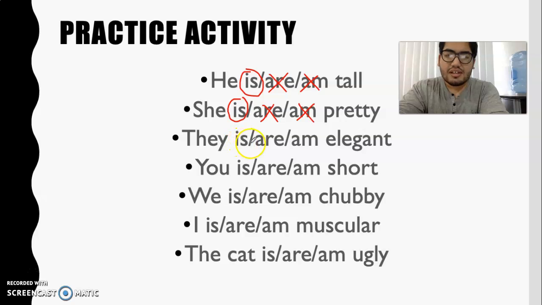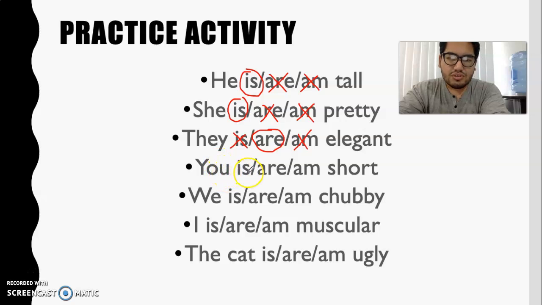Let's see the next one. They is elegant, they are elegant, or they am elegant? Do we use they is elegant? No, we don't. It doesn't sound right, guys. They am elegant? I don't think so. We don't say it like that. We use are. They are elegant.